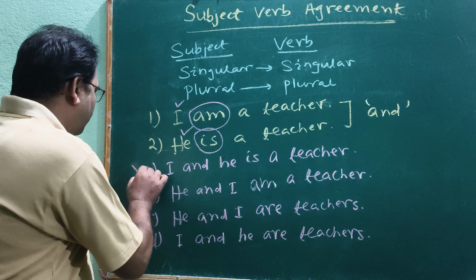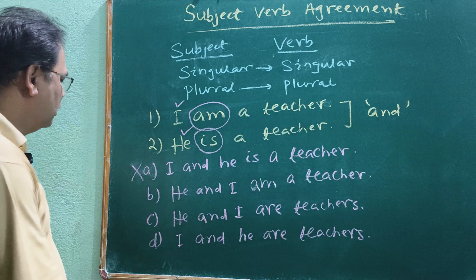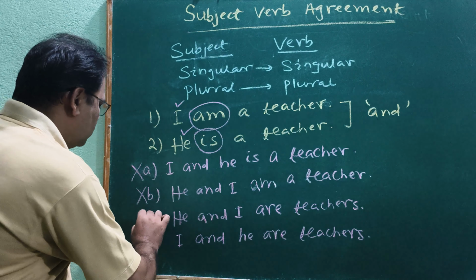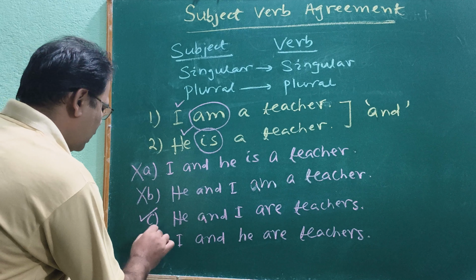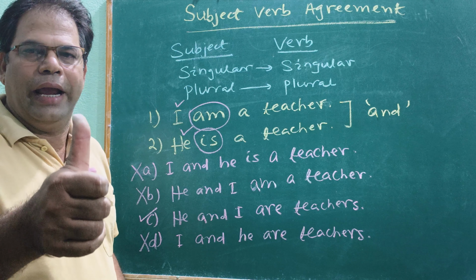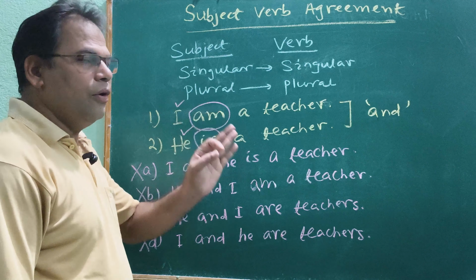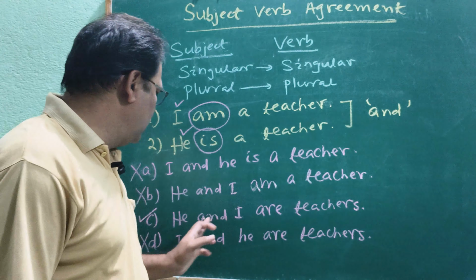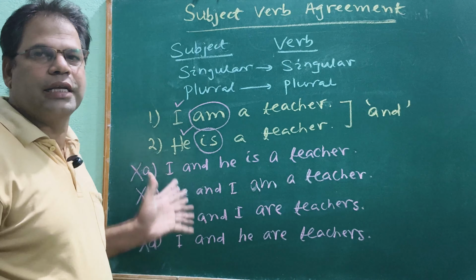Now I think the first one is wrong. The second one is wrong. And the third one is correct. And the fourth one is wrong. If your answer is C, then okay, thumbs up. Now we'll learn why it will be correct and why the others are wrong.